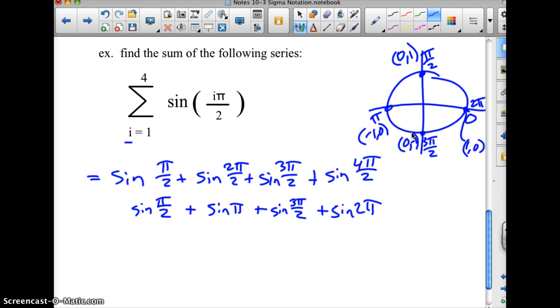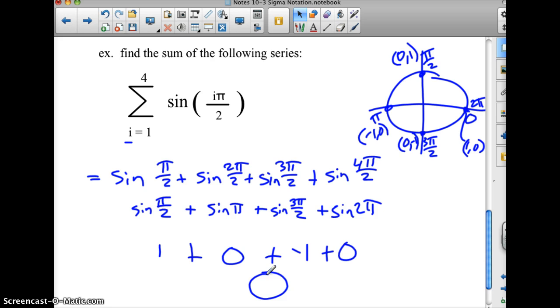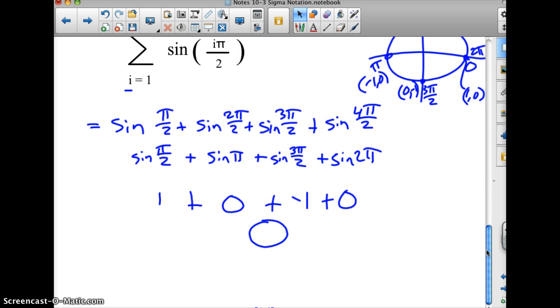So I'm using the y-coordinate. Sine of pi over 2 is 1. The sine of pi is 0. Sine of 3 pi over 2 is -1. And the sine of 2 pi is 0. When I add those all up, 1 plus 0 is 1, minus 1 is 0, 0 plus 0 is 0. So I have a sum of 0 for that one. Okay, moving on.